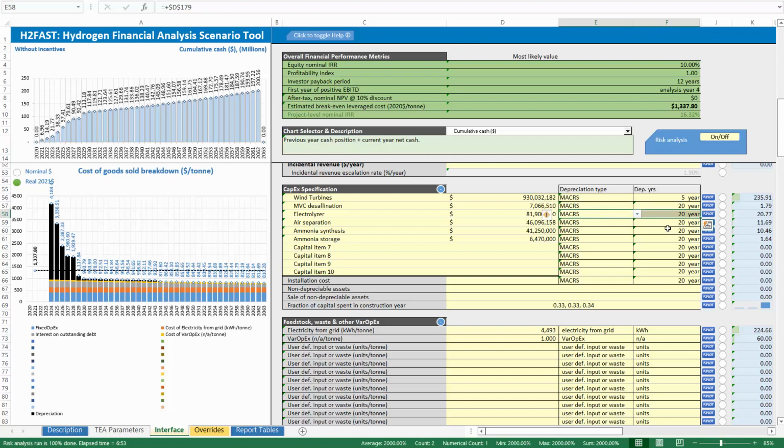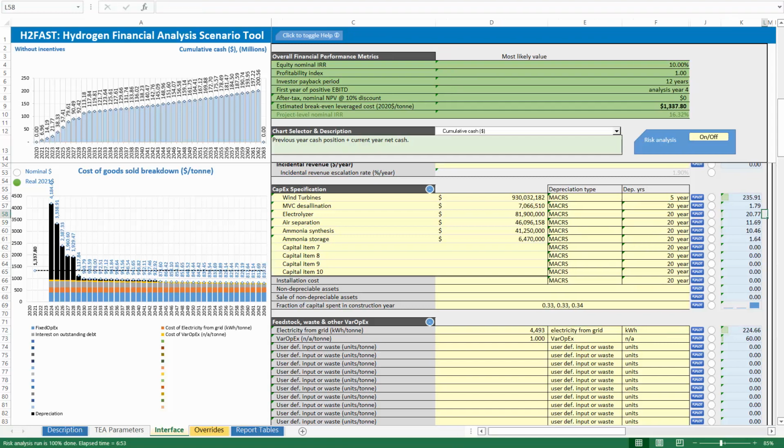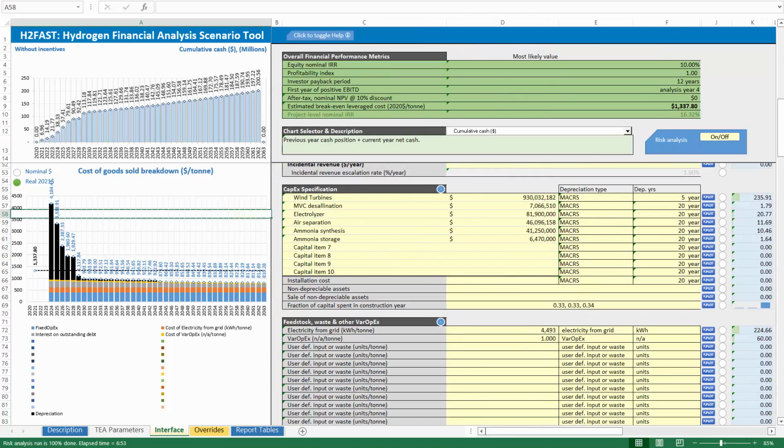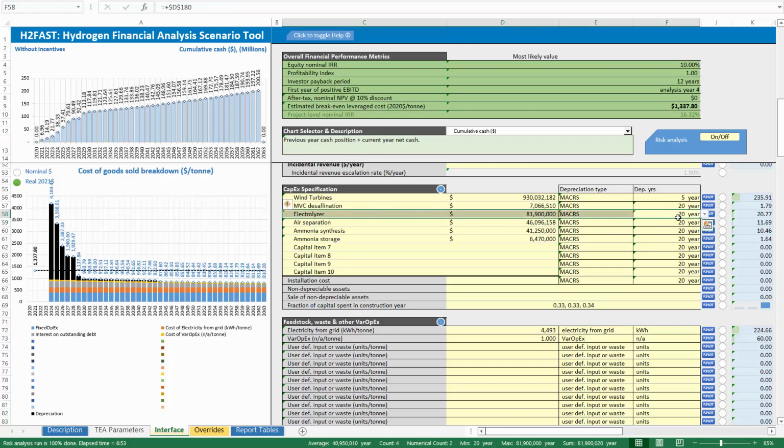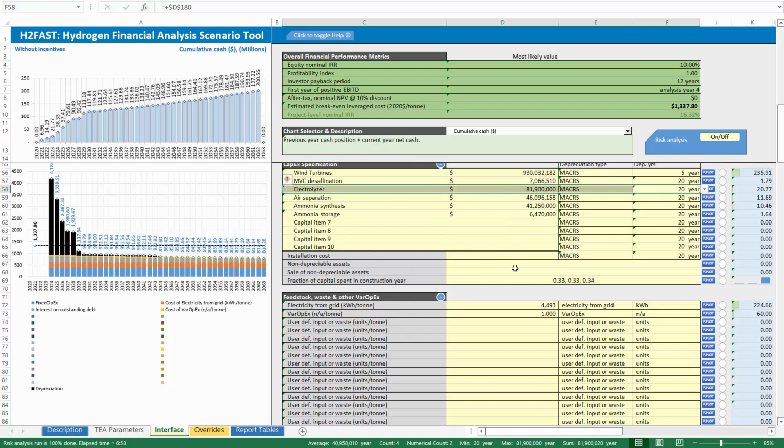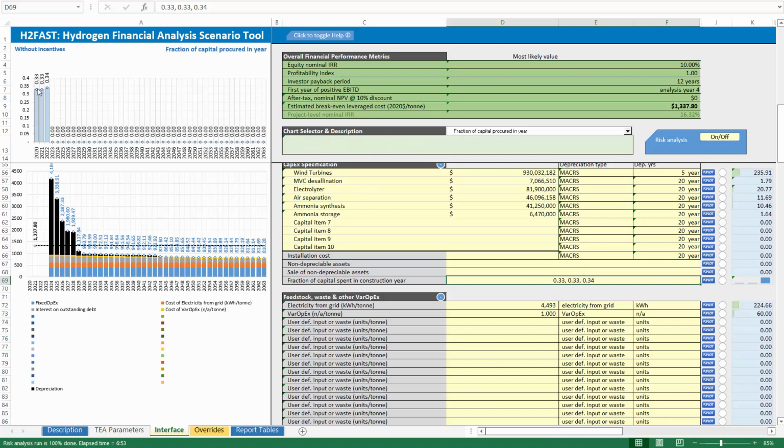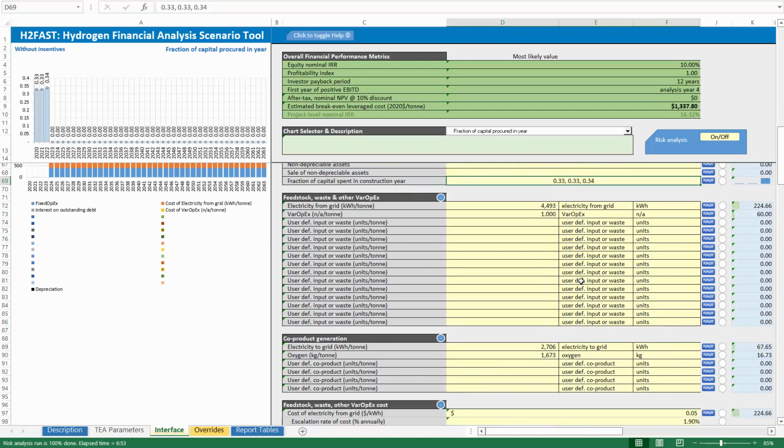Arguably, the electrolyzer could be depreciated at a faster pace, but due diligence needs to be made to determine what depreciation can be achieved for that. The capital is expended on the basis of roughly a third in each of the 3 years of construction. This is the overall electricity consumption per ton of ammonia. Looks like we're using 4.5 megawatt hours per ton of ammonia.